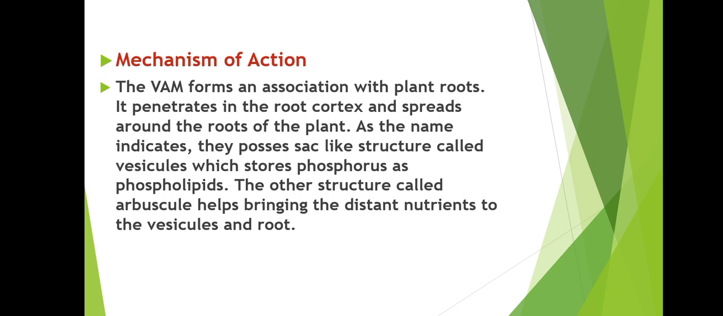Mechanism of action. The VAM forms an association with the plant roots. It penetrates into the root cortex and spreads around the roots of the plant. As the name indicates, they possess sac-like structures called vesicles, which store phosphorus as phospholipids. The other structure, called the arbuscule, helps bring the distant nutrition to the vesicles and root.